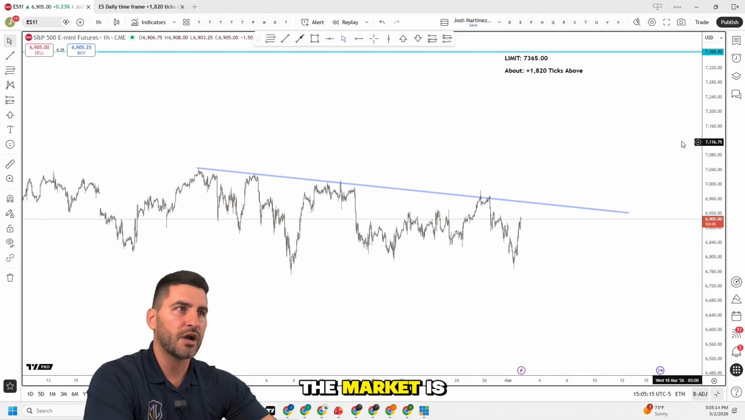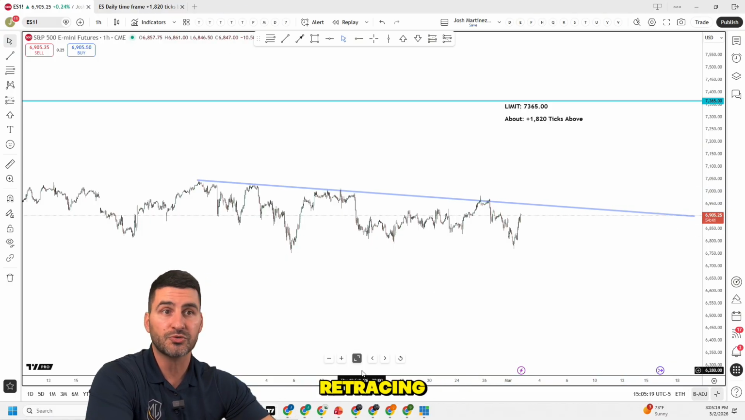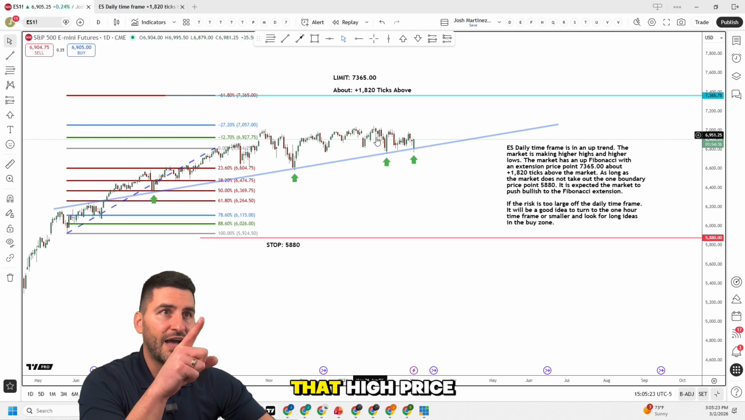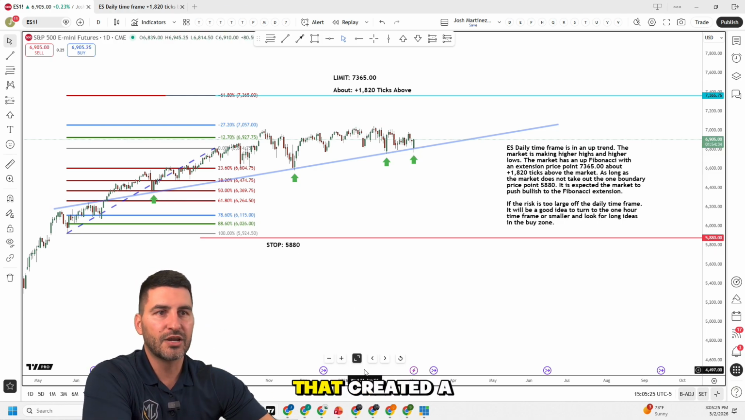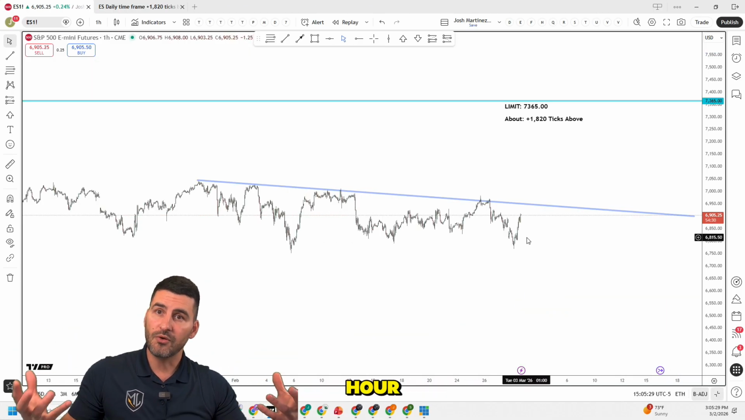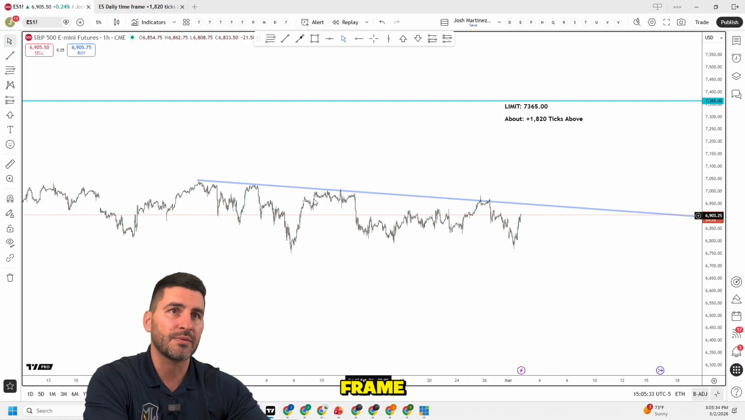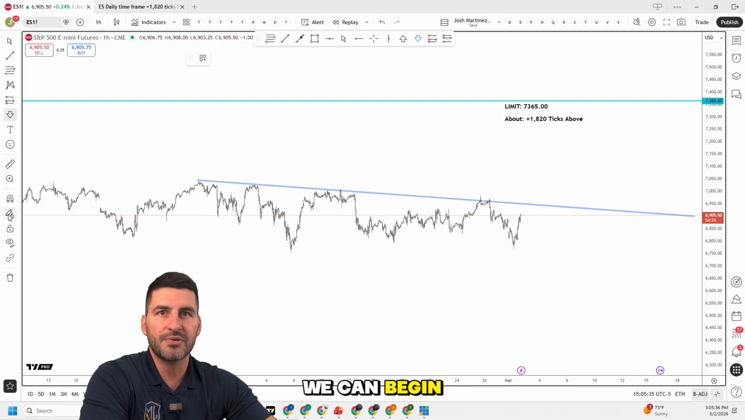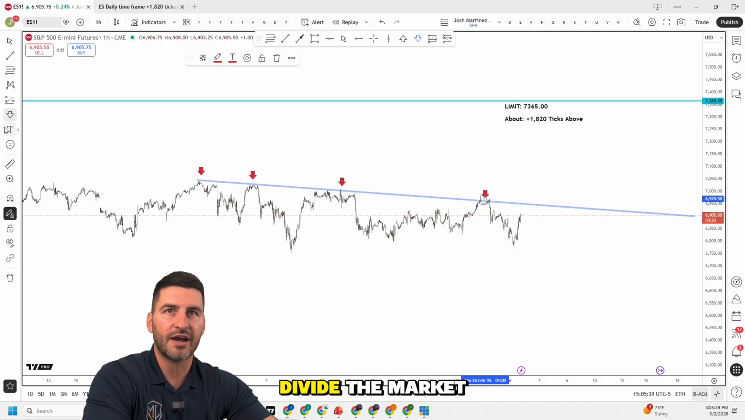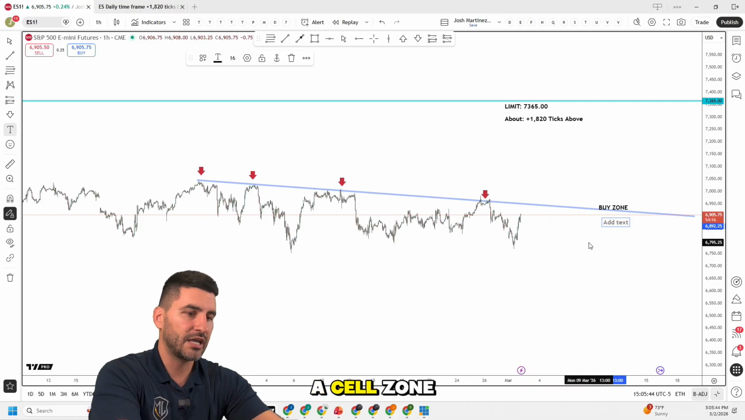that currently the market is retracing bearish. And a lot of that is because the daily time frame was retracing, because think about it, if the daily time frame is moving from that high price to that low price, that created a bearish trend on the 1 hour, because every candlestick represents 1 hour on the hourly time frame, and then every candlestick represents 1 day on a daily time frame. So in this particular scenario, we can begin to see that the market is making lower lows and lower highs, and we can divide the market into a buy zone and into a sell zone.